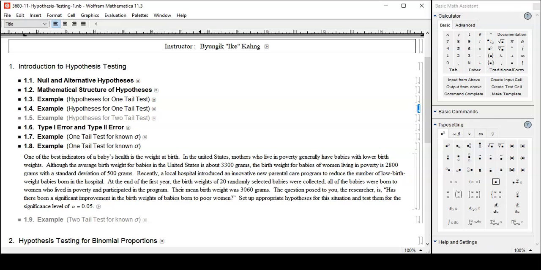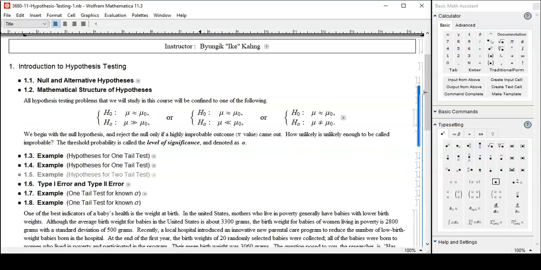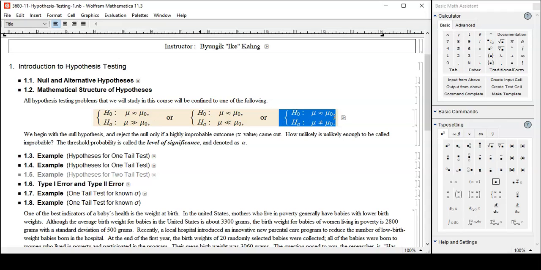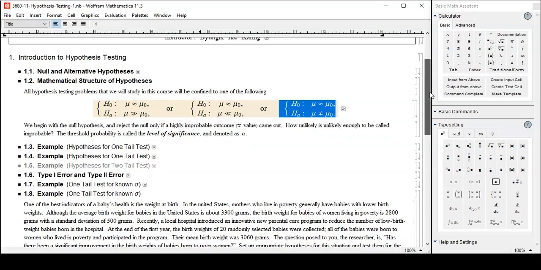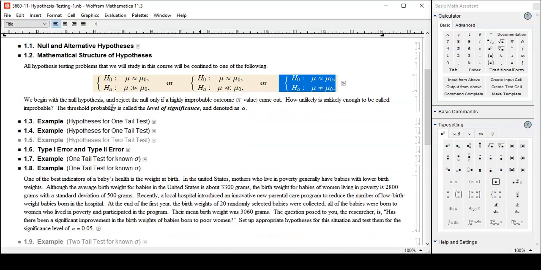Now, the hypothesis is, has there been a significant improvement? So what's the structure here? First, second, or third? All right, this is highly unrealistic, so let's get rid of this. So first or second? They want improvement, right? So they want higher birth weight. So it's got to be this one.